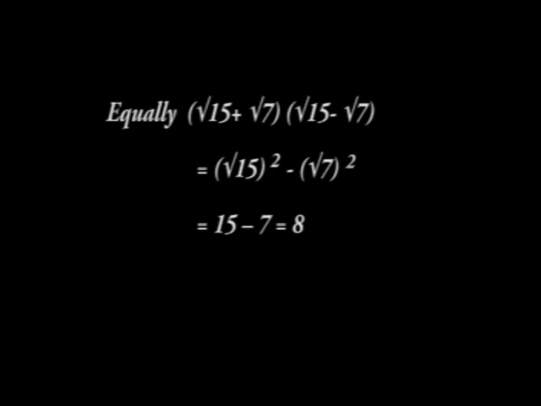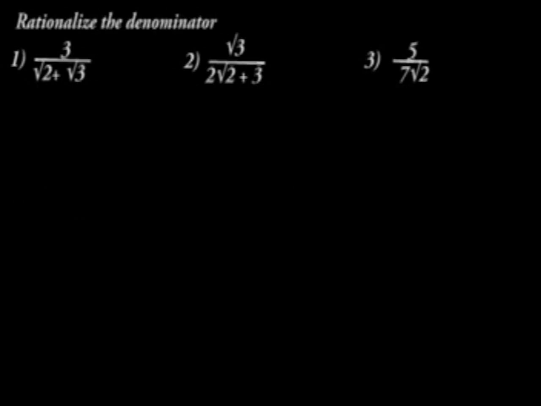Equally, root 15 plus root 7 times root 15 minus root 7 is given as root 15 squared minus root 7 squared, and the answer is 8. Surds whose product are rational are called pairs of conjugate surds, as above. For example, rationalize the denominators in the following.